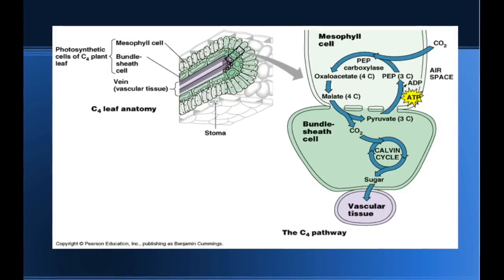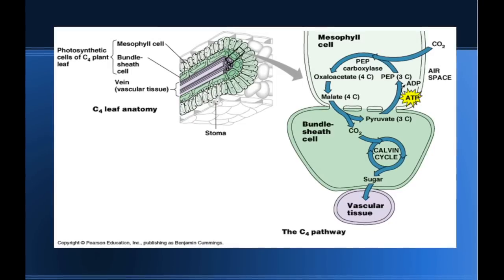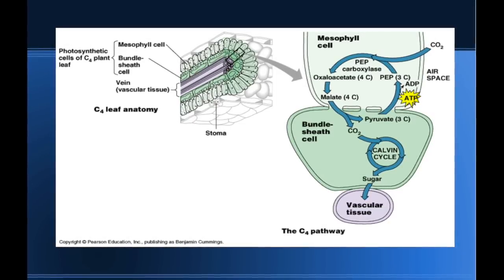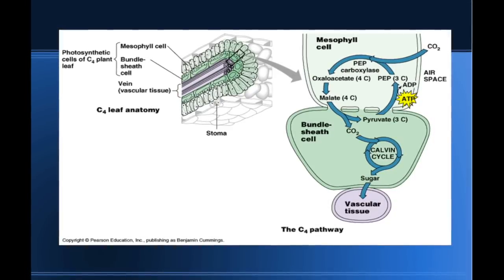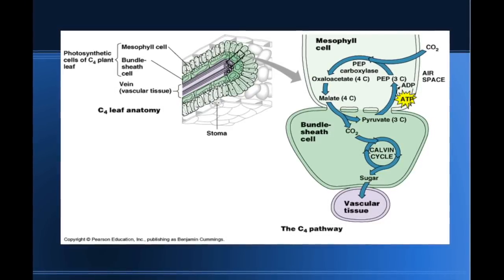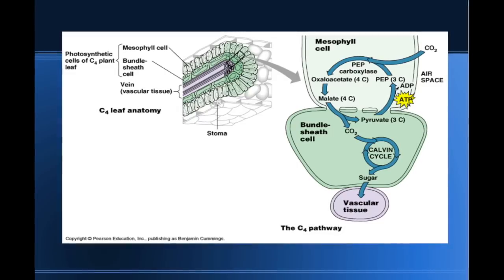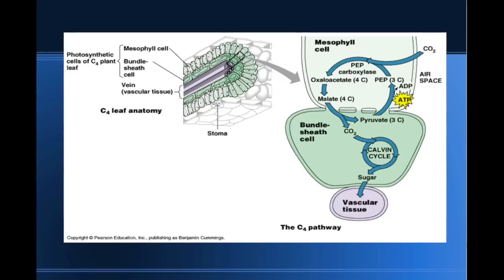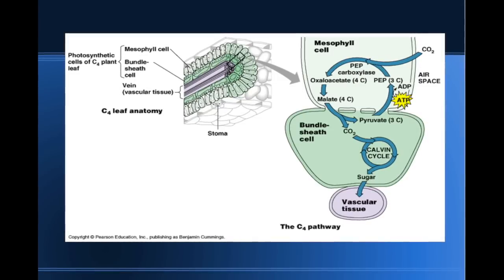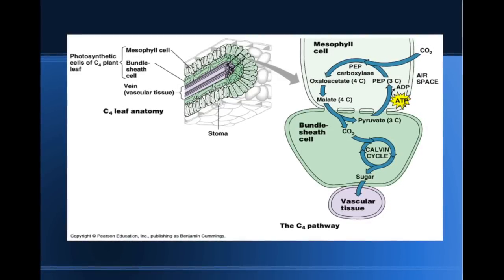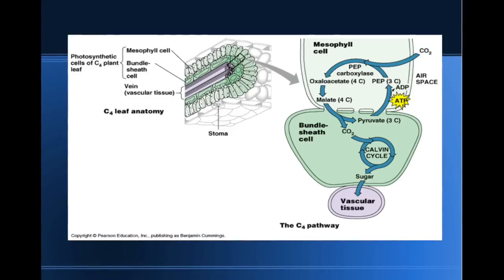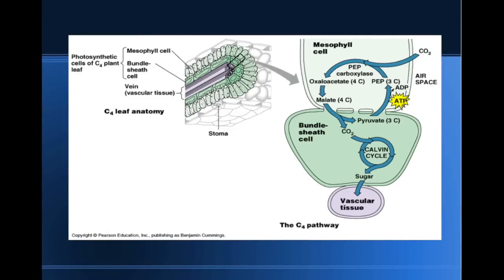In C4 plants, carbon dioxide enters through the stomata and is immediately taken in by mesophyll cells. These cells use PEP carboxylase to convert CO2 to malic acid. They then pump the malic acid into the nearby bundle sheath cells, which surround the vascular bundle. Malate then releases its CO2 into the bundle sheath cells, which incorporate it into the Calvin cycle. An example of a C4 plant is corn.